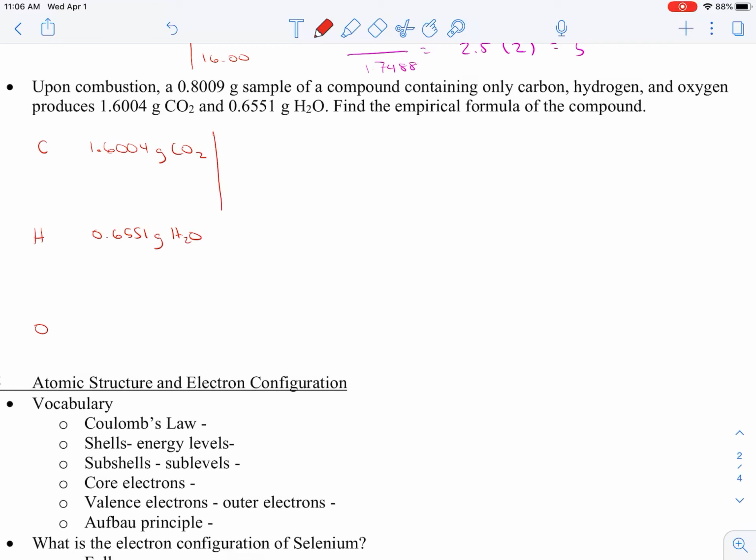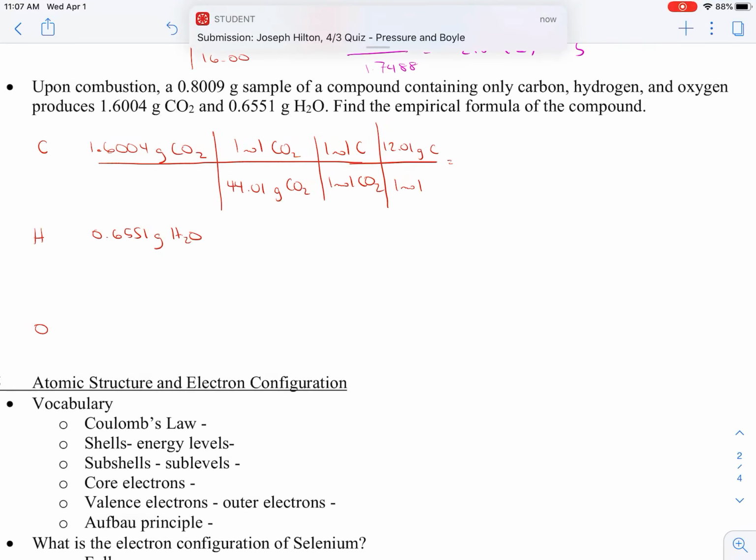And we do that just by unit analysis or converting, however you want to say it. So divide by the molar mass of carbon dioxide, 44.01. 1 mole on top. And we know that for every mole of carbon dioxide, we have 1 mole of carbon. Now we have to get to grams for right now. We'll get back to moles in a second, but we have to find O, so we have to get to grams. So we're going to say 1 mole of C has a molar mass of 12.01 grams. So now we just calculate that all out.